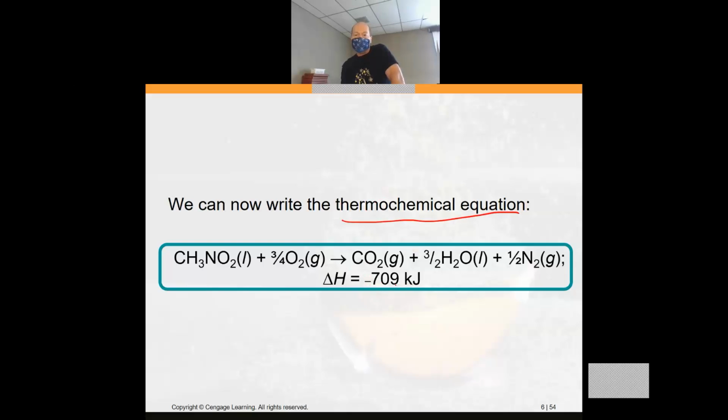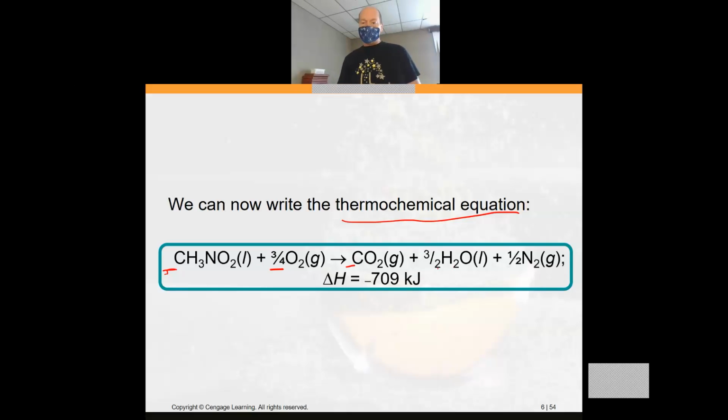That means you release 709 kilojoules for every 1 mole of your nitromethane that you burn. You release 709 kilojoules for every 3/4 of a mole of oxygen you use. You release 709 kilojoules for every mole of CO2 produced. All right, so it is a balanced chemical reaction. Again, the coefficients do not have to be integers.